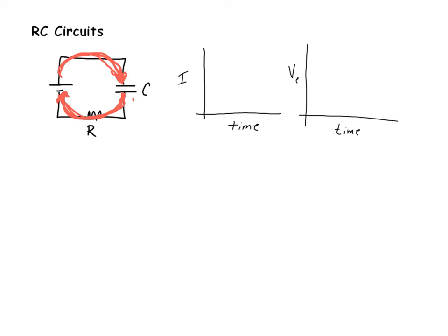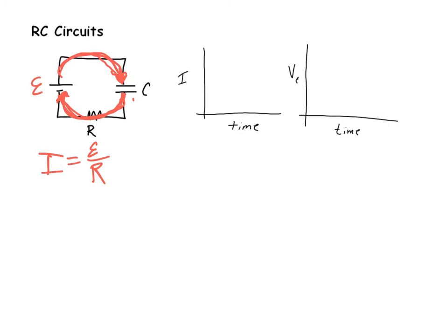Now, how much current would flow? I have here an EMF, which is some sort of voltage source. So the amount of current could be figured out by using Ohm's law, in this case, EMF divided by R. So that's how much current would flow. It's just based on the resistance and the voltage source.